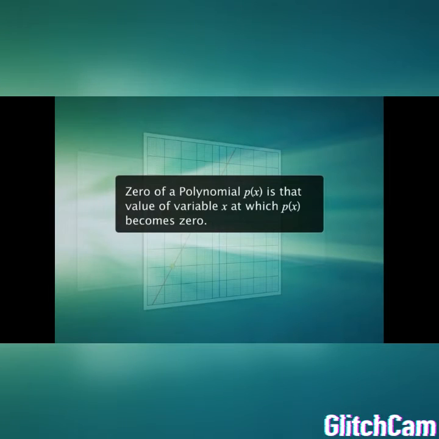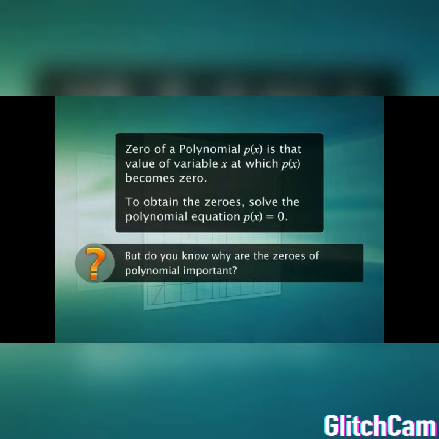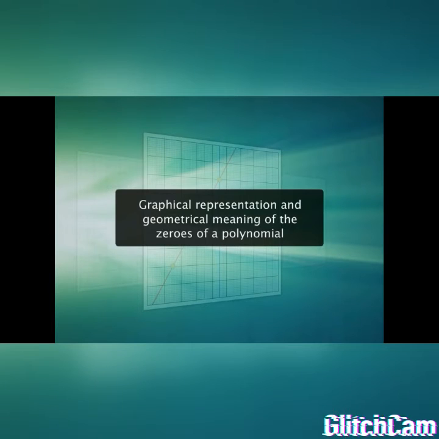The zero of a polynomial p of x is that value of the variable x at which the polynomial becomes zero. And the zeros of the polynomial can be obtained by solving the corresponding polynomial equation. But do you know why the zeros of a polynomial are important? To understand the importance, we shall represent polynomials graphically and find out the geometrical meaning of their zeros.